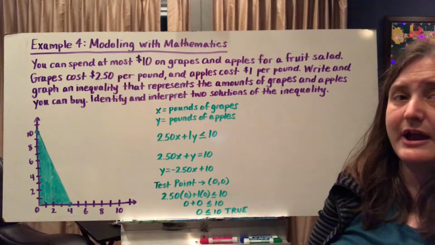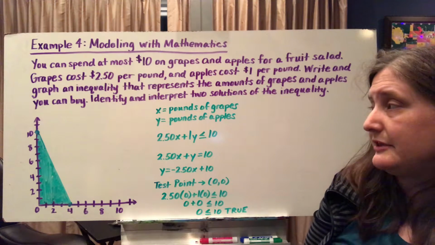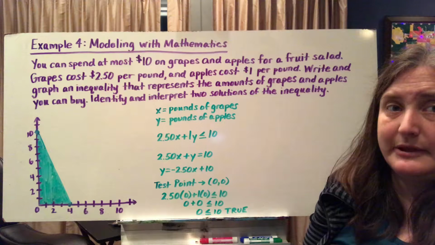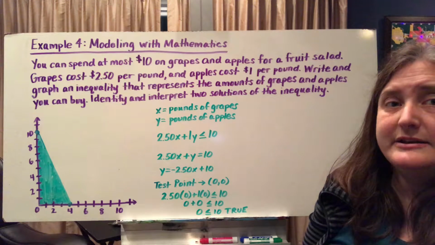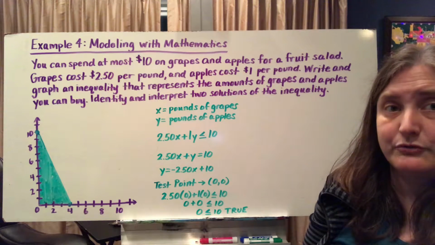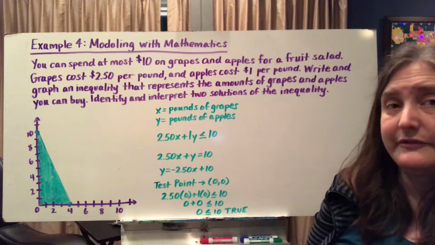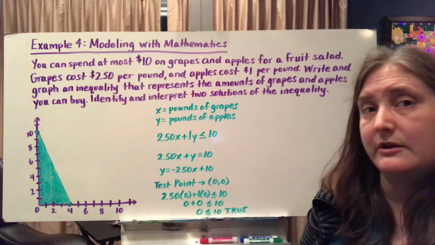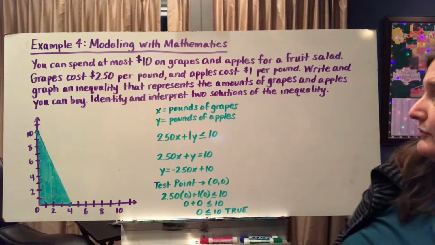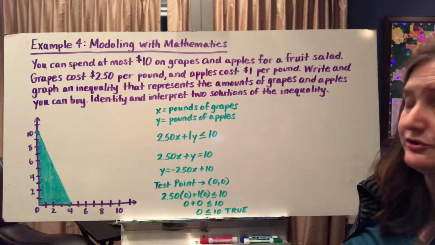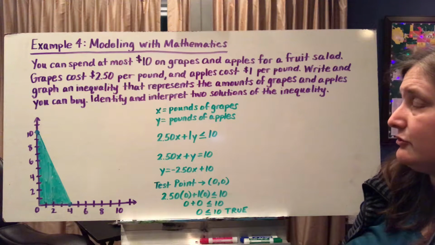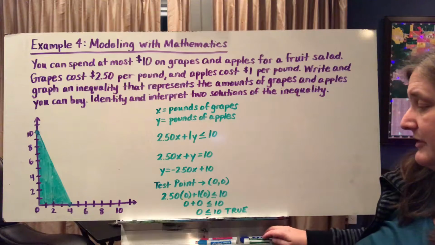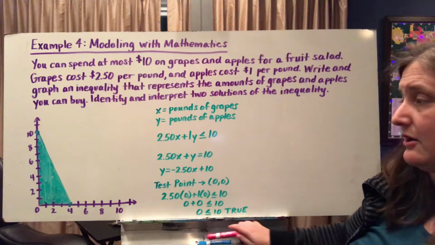Now you'll notice on this graph, I didn't bother to include anything but quadrant 1 because negative values aren't going to make sense here. I'm not going to buy a negative amount of pounds of grapes or negative pounds of apples. So it didn't apply, so I kept it to just quadrant 1, only positive numbers. So what they want us to do with this information is identify and interpret two solutions of the inequality. So I'm looking for something that falls in my solution area.